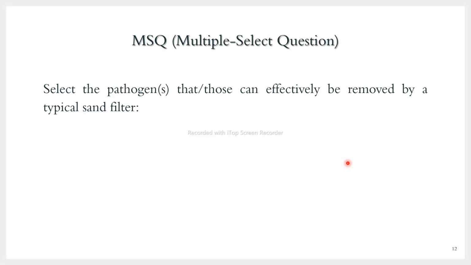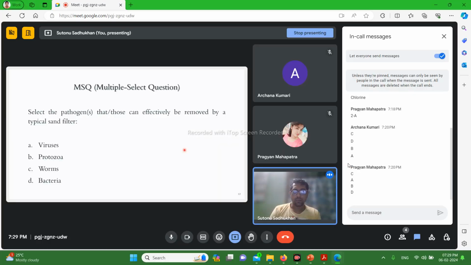Okay, this question goes this way. Select the pathogens that can effectively be removed by a typical sand filter. Option A is viruses, option B protozoa, option C worms, and option D bacteria. You can type your answer in the chat box.